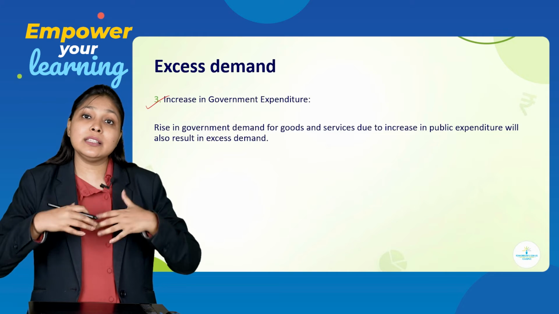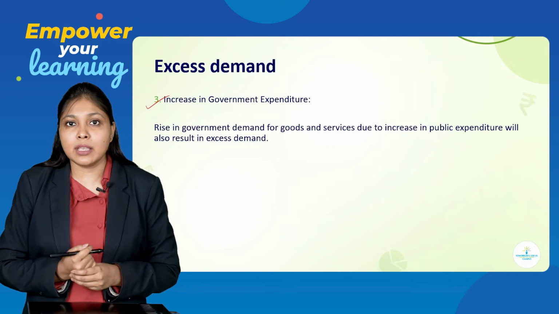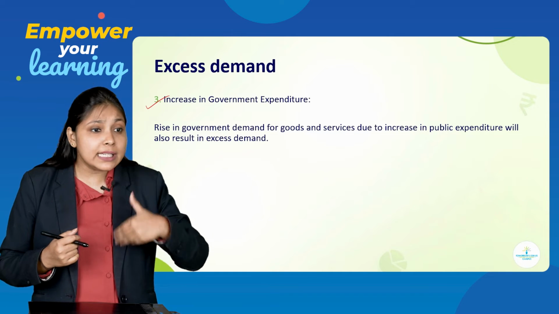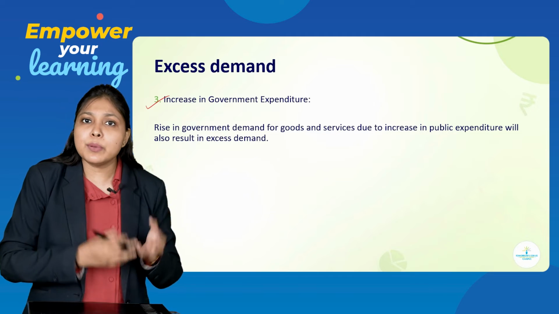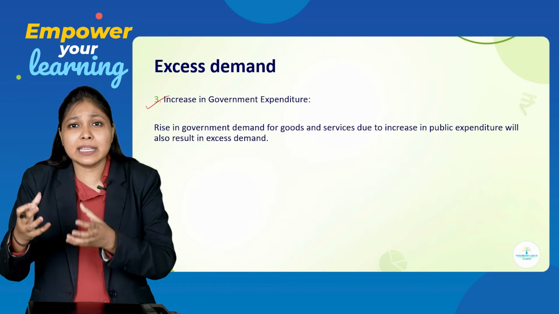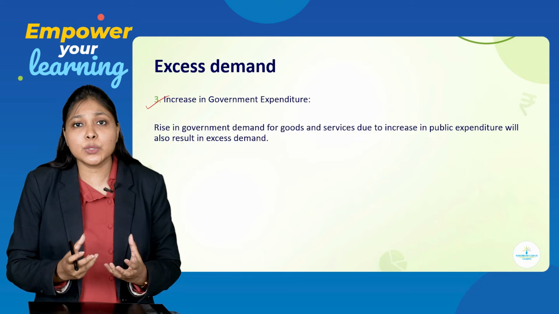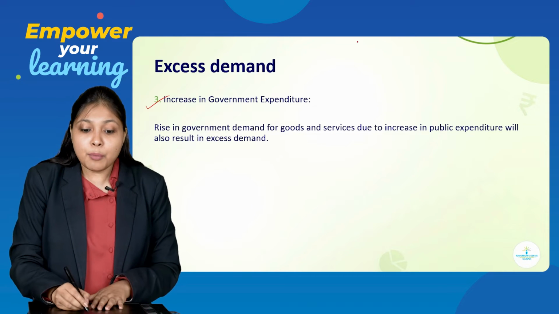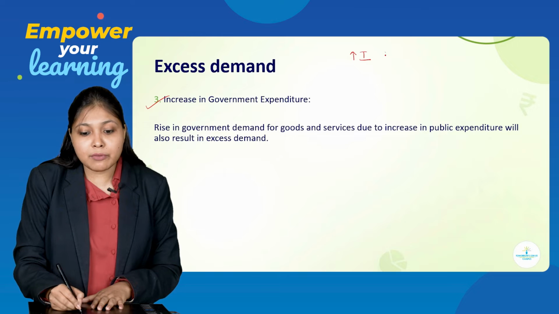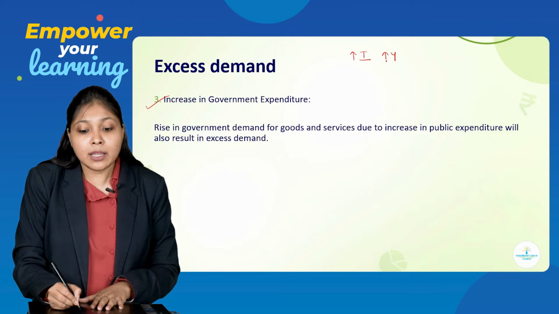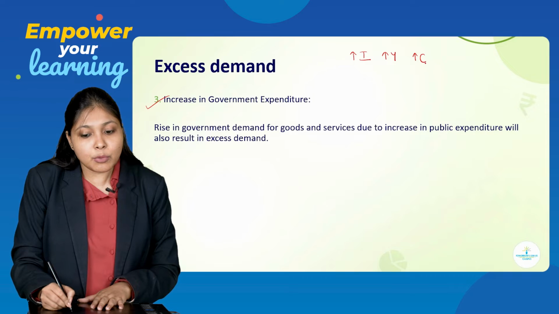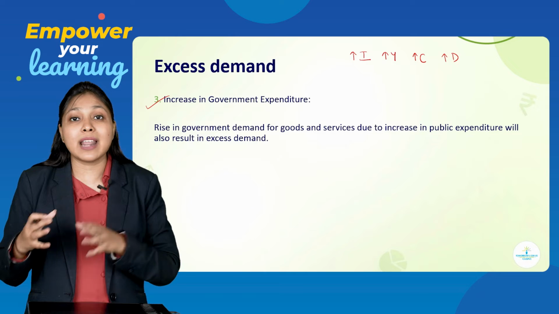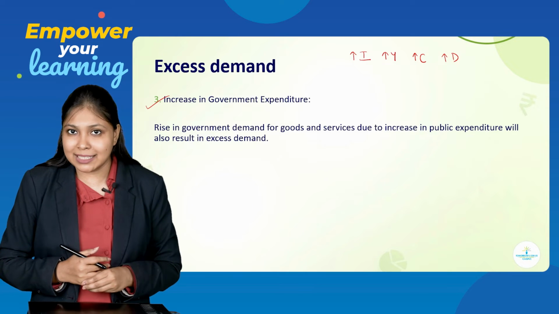Third reason is increase in government expenditure. What if government increases its expenditure in the economy? Government is spending so much in the economy, continuously constructing bridges, dams, buildings, hospitals, institutions. So of course there is more investment in the economy. More investment will lead to more income for the people. More income will increase the consumption of the people, and hence this will again give rise to the aggregate demand in the economy.